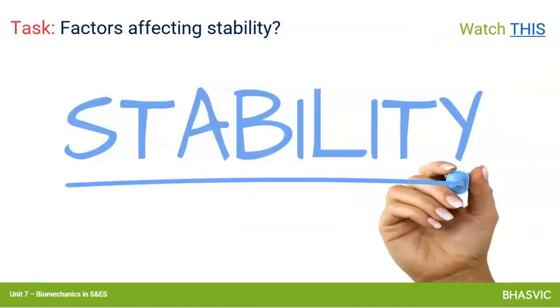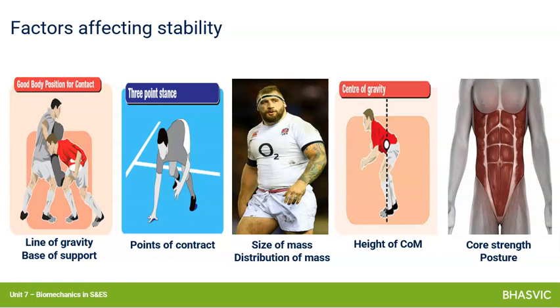So what are the things that affect stability then? We've got making sure that the line of gravity is within the base of support. Having a wide base of support can help. So athletes will often have a wider stance if they want to try and be more stable, but they need to make sure that that line of gravity acting through the centre of mass is within that base of support.